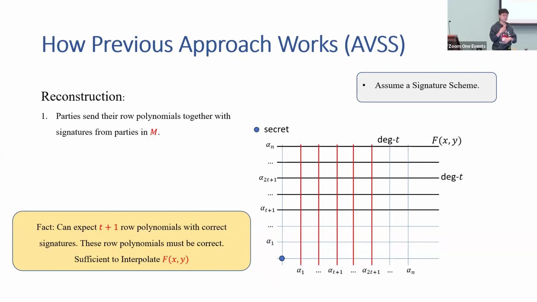So for the reconstruction process, all parties in M will send their polynomials together with signatures to all parties, and this time each party can expect to receive at least t+1 row polynomials, which are sufficient to interpolate the whole f(x,y).